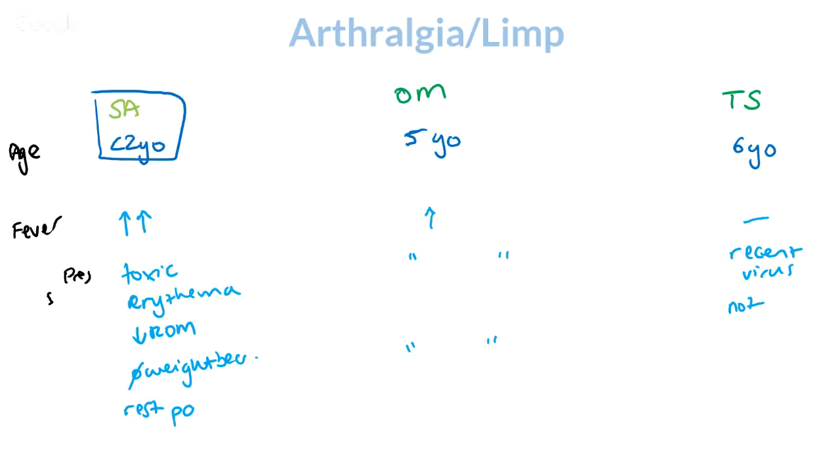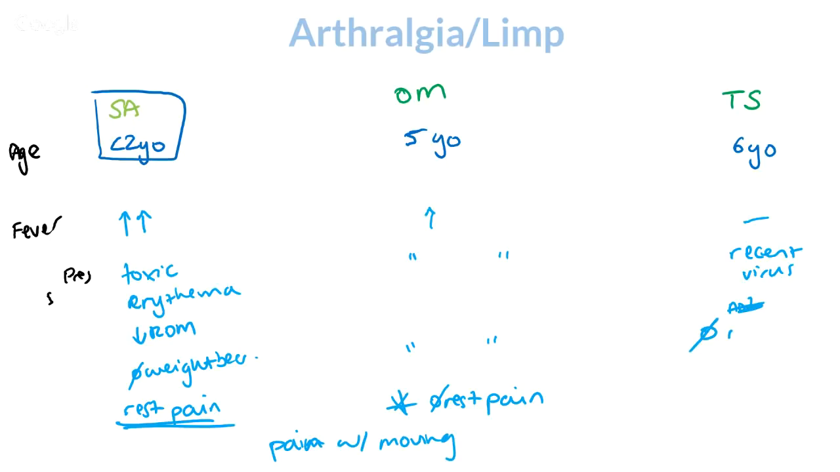So rest pain. Septic arthritis is going to have pain at rest, whereas someone with osteomyelitis does not always have pain at rest. Typically with these two, you have pain with moving. Oh, sorry, what am I saying? With transient synovitis, you don't have pain at rest, but you do have pain with movement. You also have stiffness, especially in the mornings. You have some decrease of range of motion, especially with internal rotation. You might also have swelling.